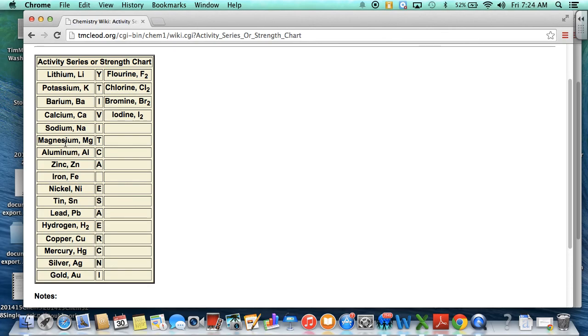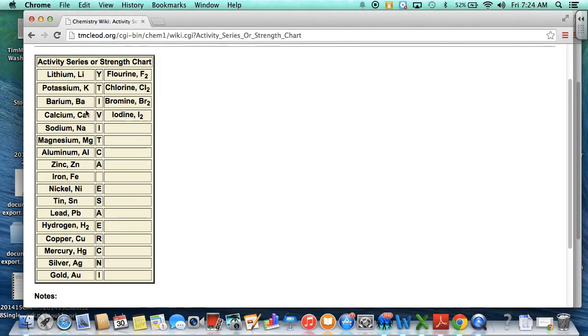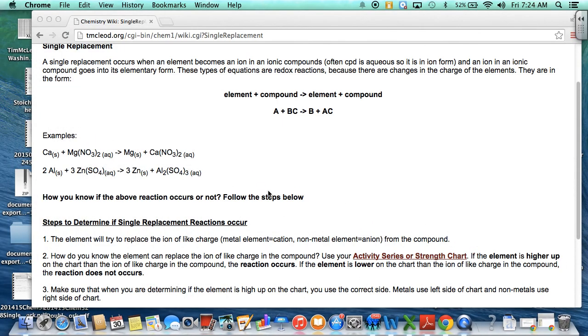If the element isn't higher up on the chart or column than the corresponding ion in the ionic compound, then there is no reaction. So, for example, as we showed, the calcium is higher up on the chart than the magnesium. I call it, the calcium is stronger than the magnesium, therefore the calcium will rip the magnesium off of the nitrate, and that's the way the dancing comes in.